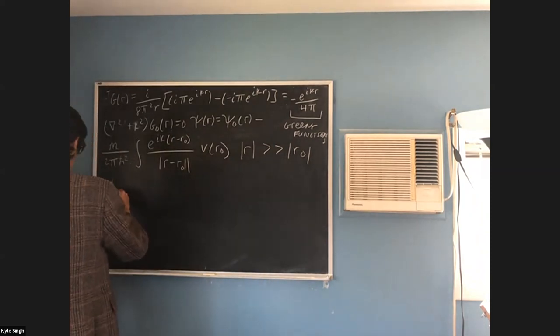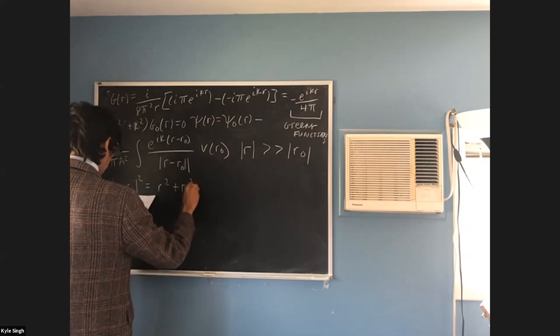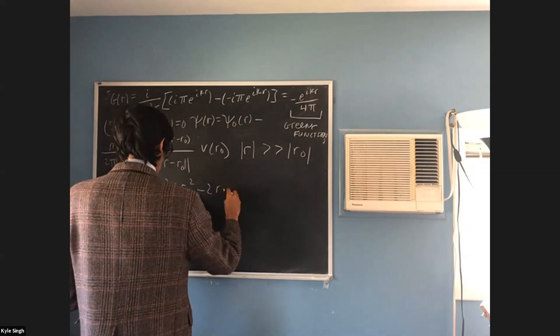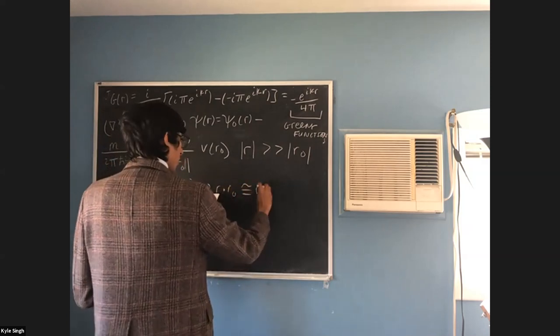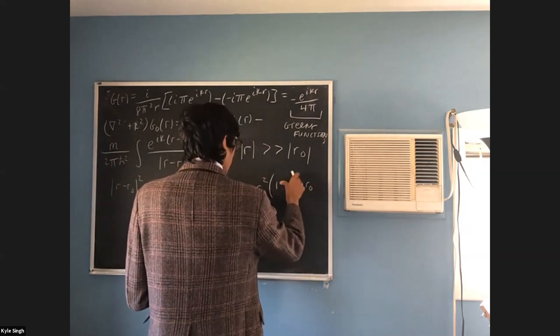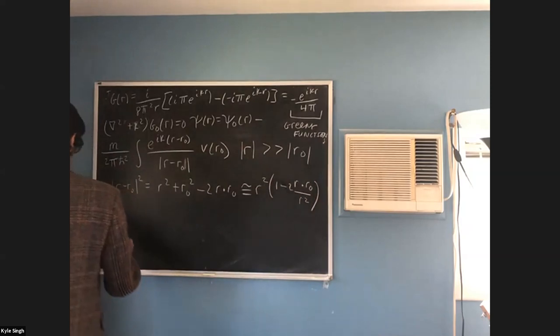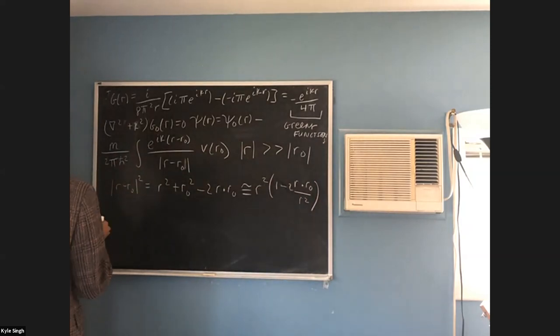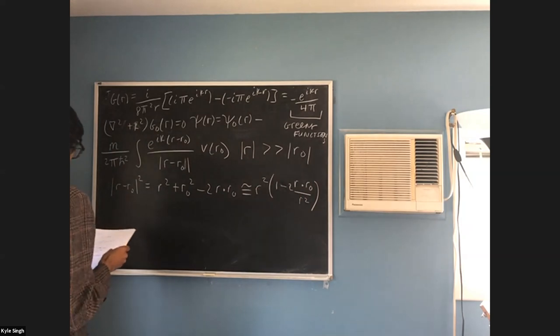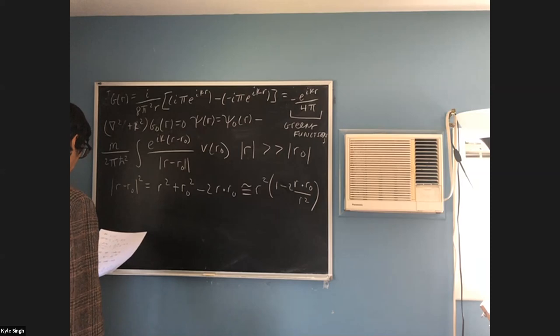Okay, now I can rewrite this object. Actually, I might have lost a square. No, I'm fine. I can rewrite this in this approximation in the following way. Well, this is not really an approximation. This is actually squaring it out. But here's the approximation. One minus two. I don't know why I did that, but it works. Okay, fine.